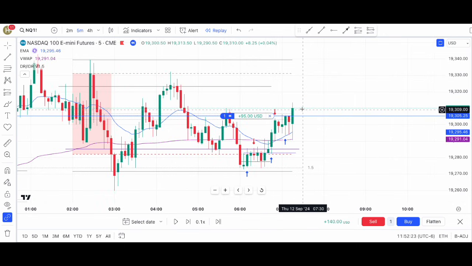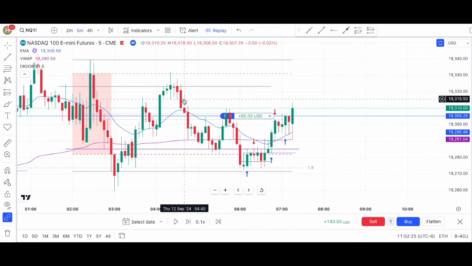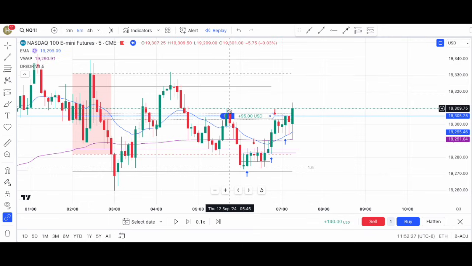And so now I'm trying to decide, do I want to keep going? We broke above this high that was right here. So we broke above that high.